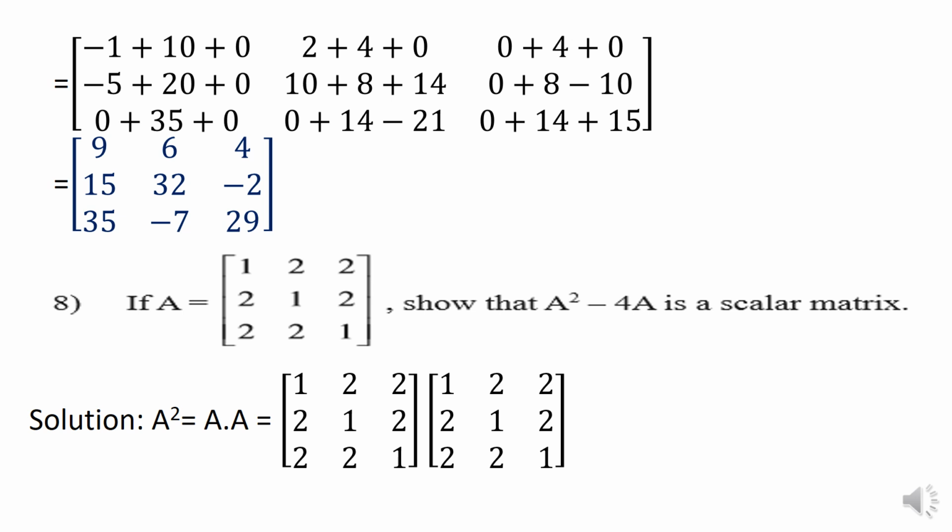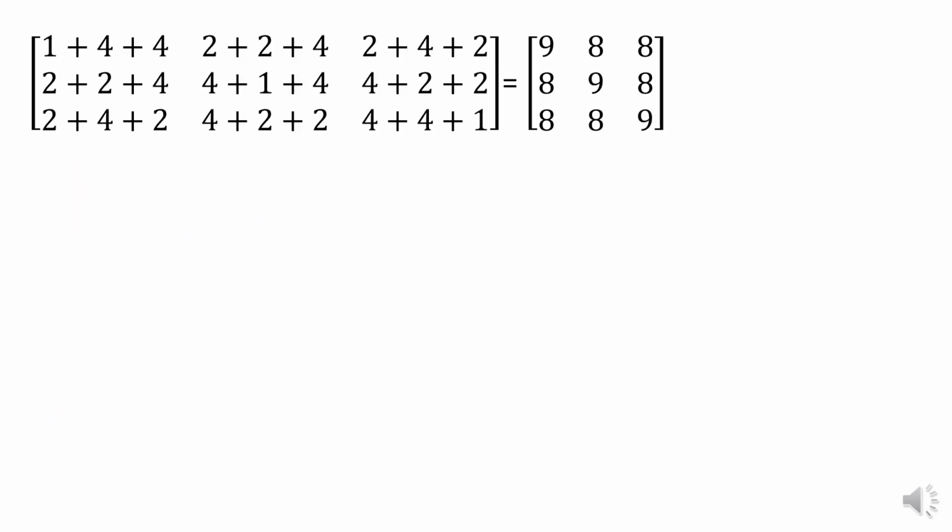A square is done by doing A into A. A is multiplied with itself in order to get A square. Remember this concept, students, because in the exams, often you make the mistake of squaring all the elements of A to get A square. That gives you the wrong answer. So, A square is A into A. Thus, we get the answer for A into A like this.